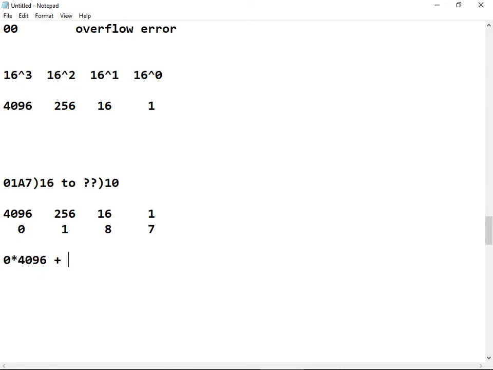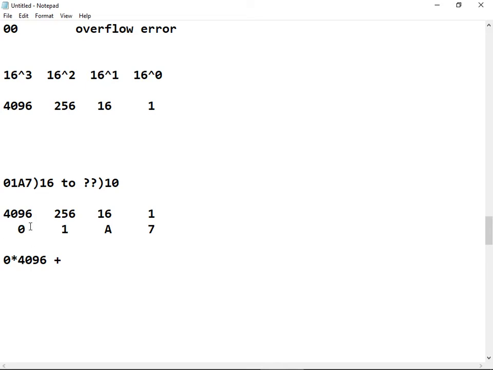Wait, why do you put 8 instead of A? Which part is the question? Why do you put an 8 instead of an A? Good question, because I had a brain fart. There we go. How about that? Thank you.